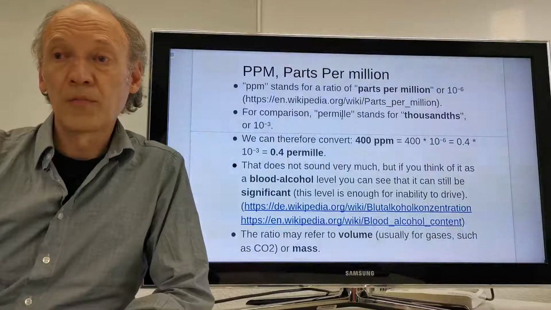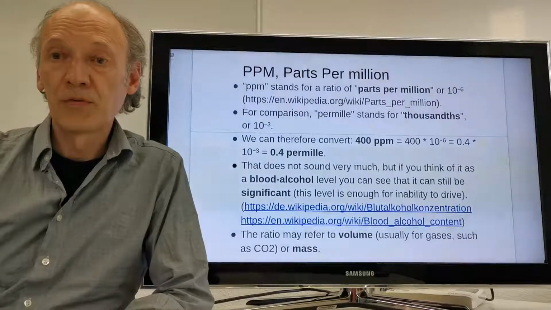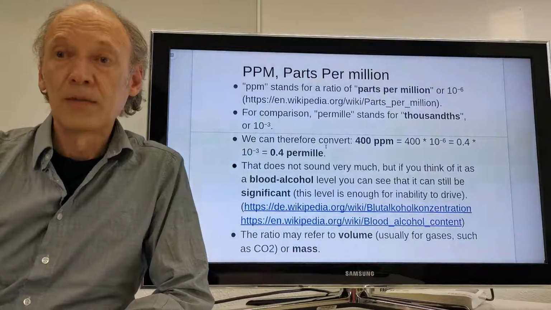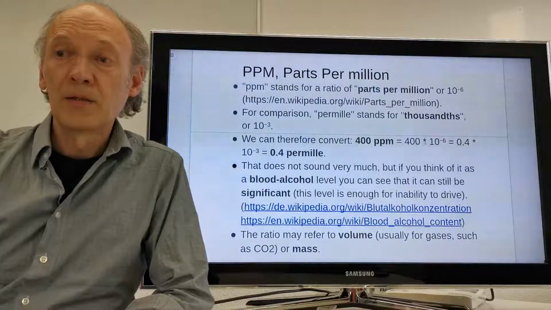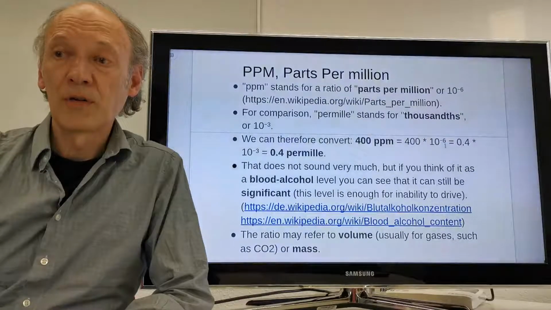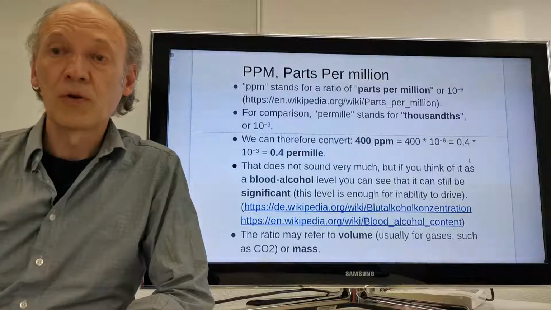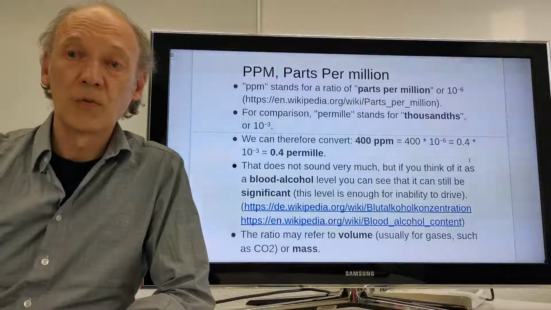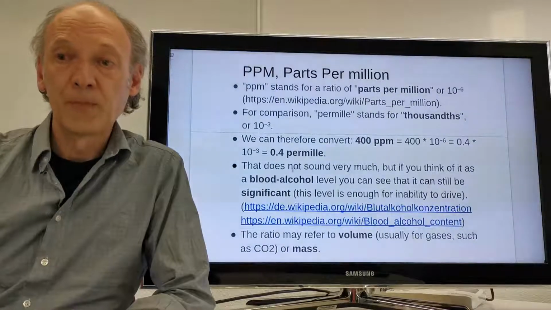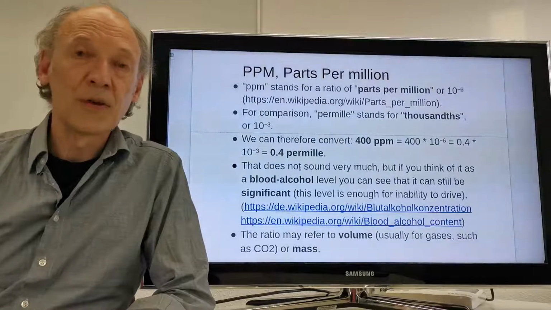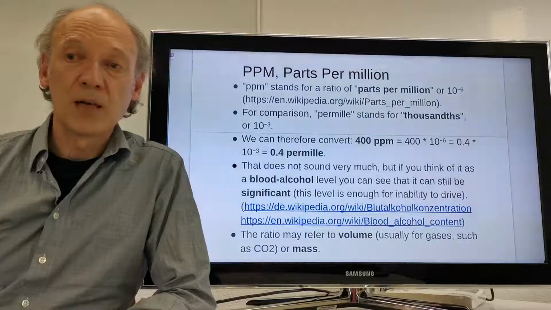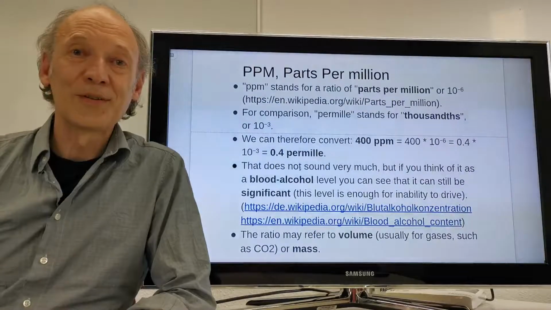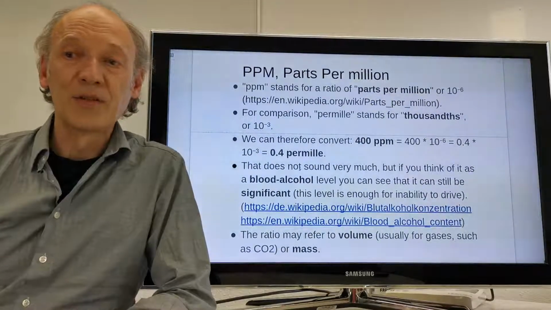So for comparison, per mil stands for thousands, or 10 to the minus 3. Therefore, we can convert 400 parts per million: 400 times 10 to the minus 6 is 0.4 times 10 to the minus 3, or 0.4 per mil. So this actually does not sound like very much, but if you think of it as a blood alcohol level, you can see that it can still be significant.